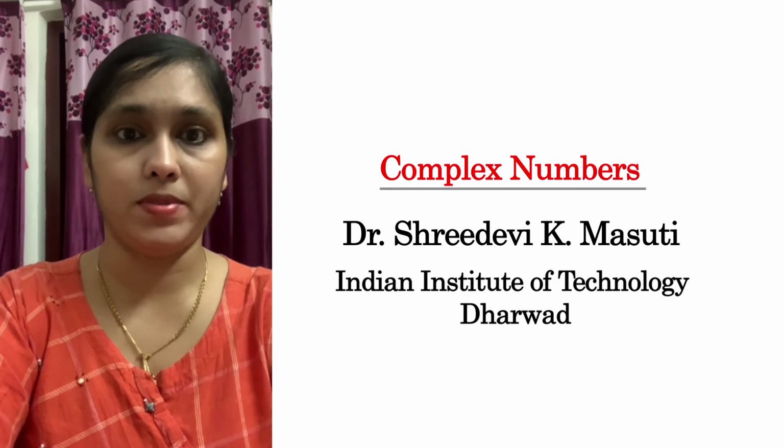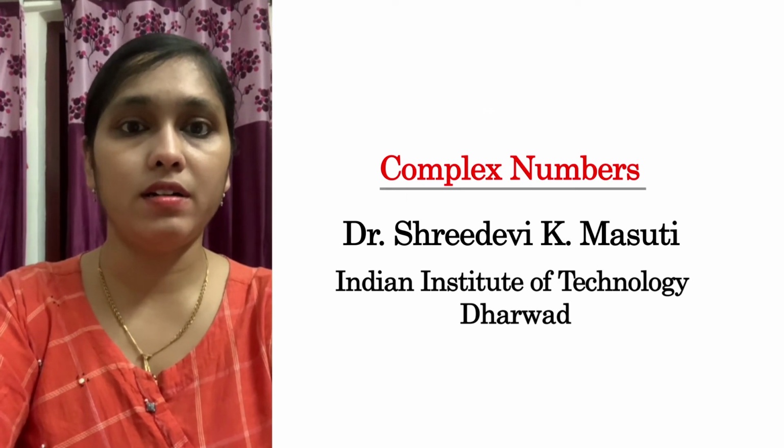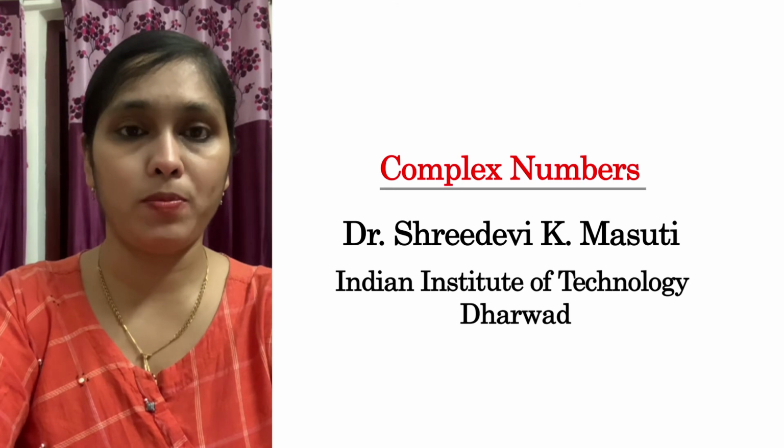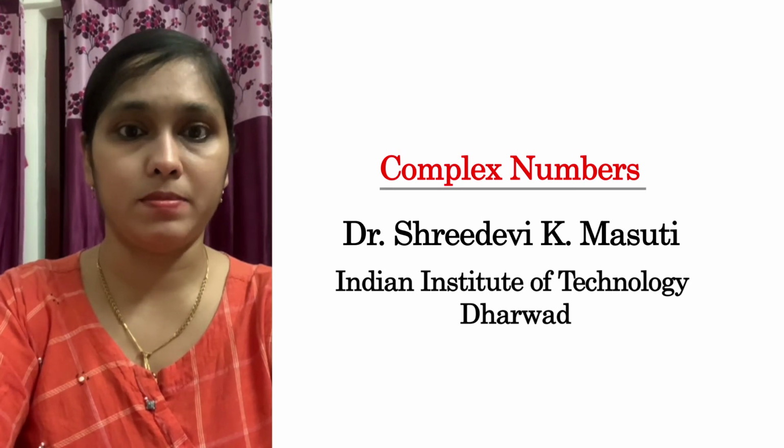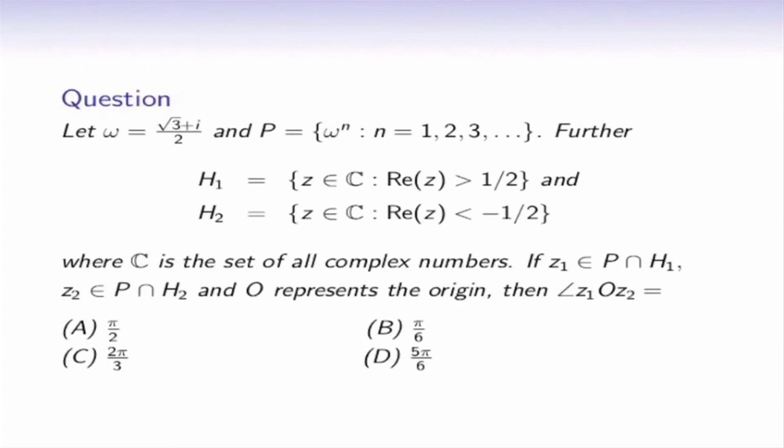on complex numbers. In this lecture, we will discuss a few more problems on complex numbers. First, let us consider the following problem. We are given a complex number omega whose real part is root 3 by 2 and whose imaginary part is half. And P is a set of all positive exponents of omega.